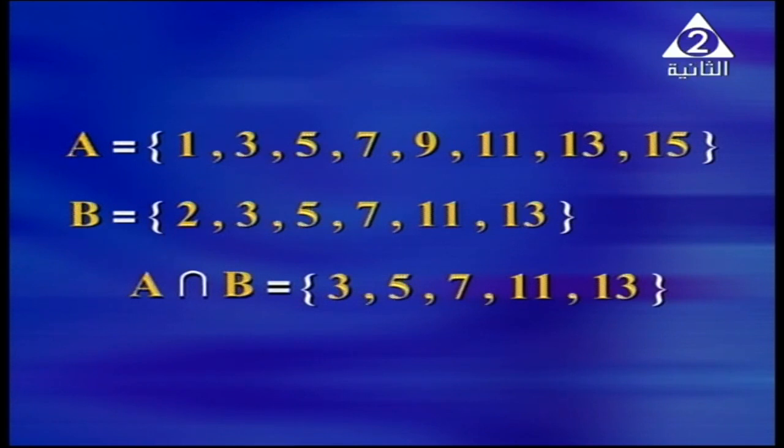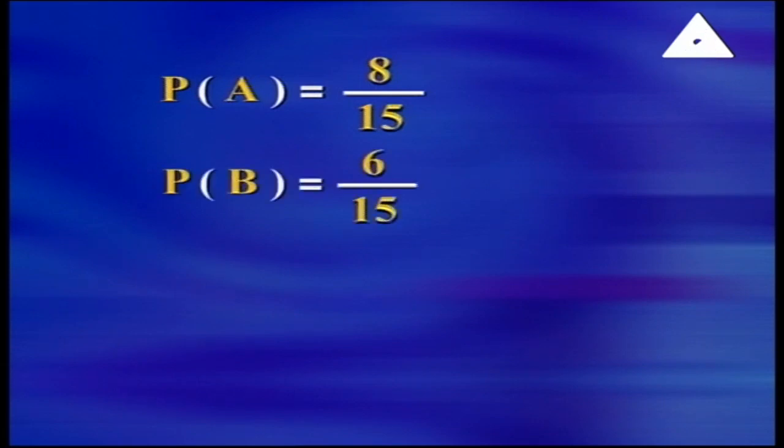Then what about probability of A? Yes, that's correct. There are 8 elements in the set A. So we can say that probability of A equals 8 over 15. What about probability of B? Yes, there are 6 elements out of 15. So it is 6 over 15. And by reducing it, you are going to obtain a result as 2 over 5.